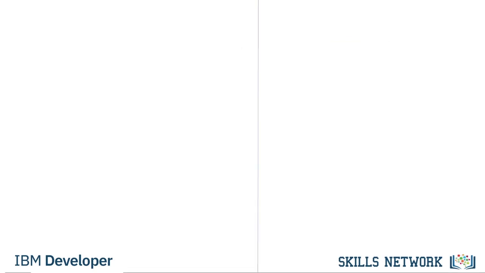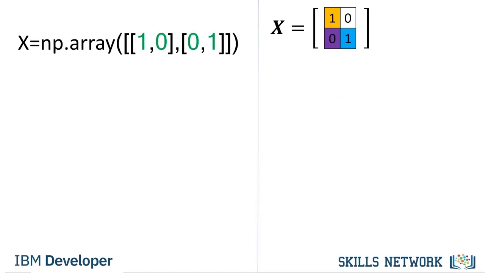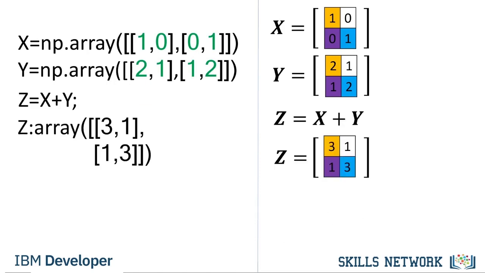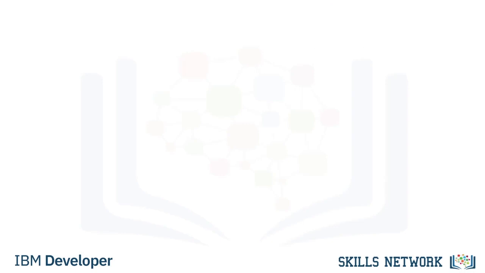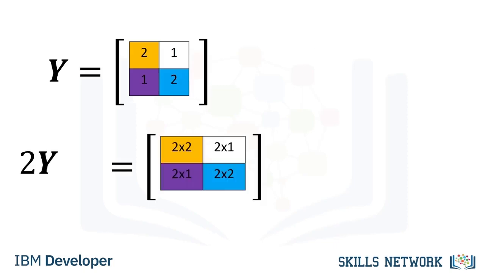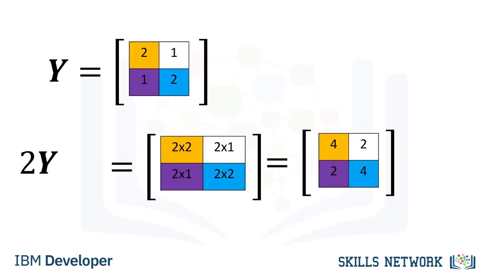To add two arrays in NumPy, we define the array, in this case, X. Then we define the second array, Y. We add the arrays. The result is identical to matrix addition. Multiplying a NumPy array by a scalar is identical to multiplying a matrix by a scalar. Consider the matrix Y. If we multiply the matrix by the scalar 2, we simply multiply every element in the matrix by 2. The result is a new matrix of the same size where each element is multiplied by 2.